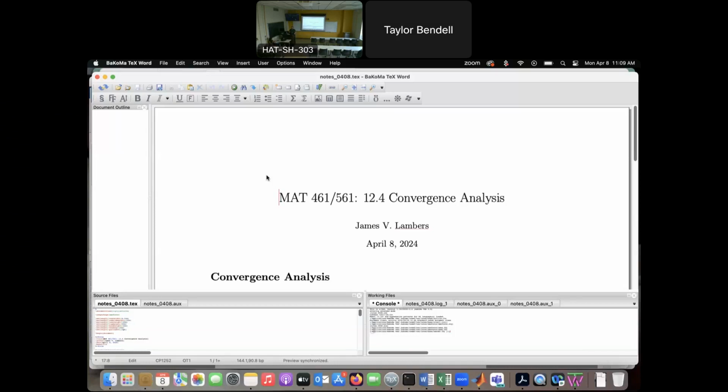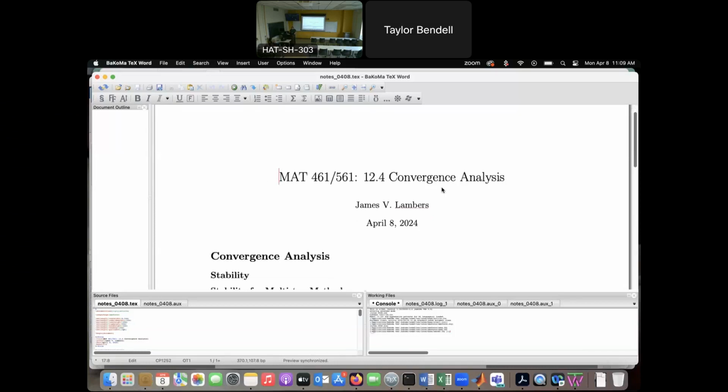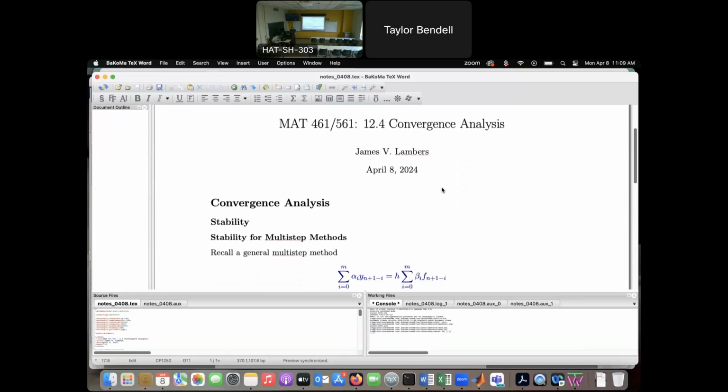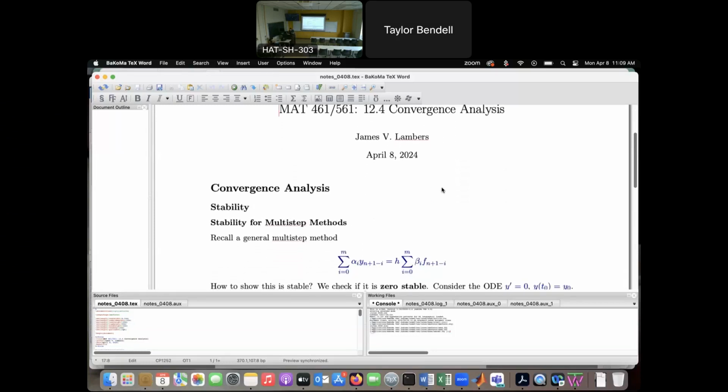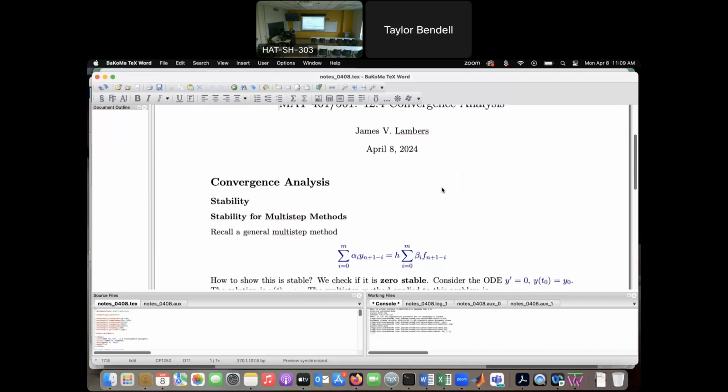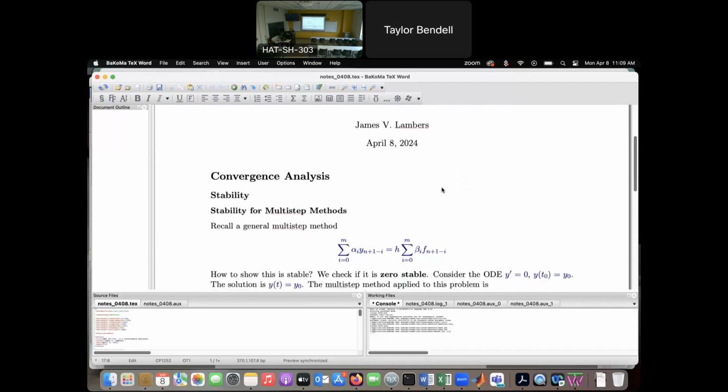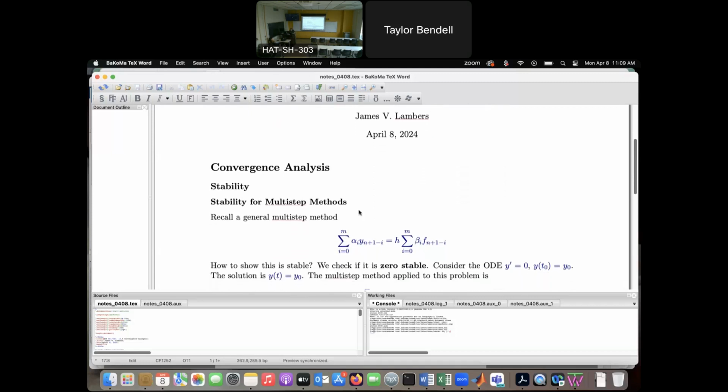But it's definitely stability for a multi-step method. So here we have a general multi-step method that covers either Adams or BDF or other methods that don't fall in either category. And the way that we show that this is stable is by checking for what's called zero stability.